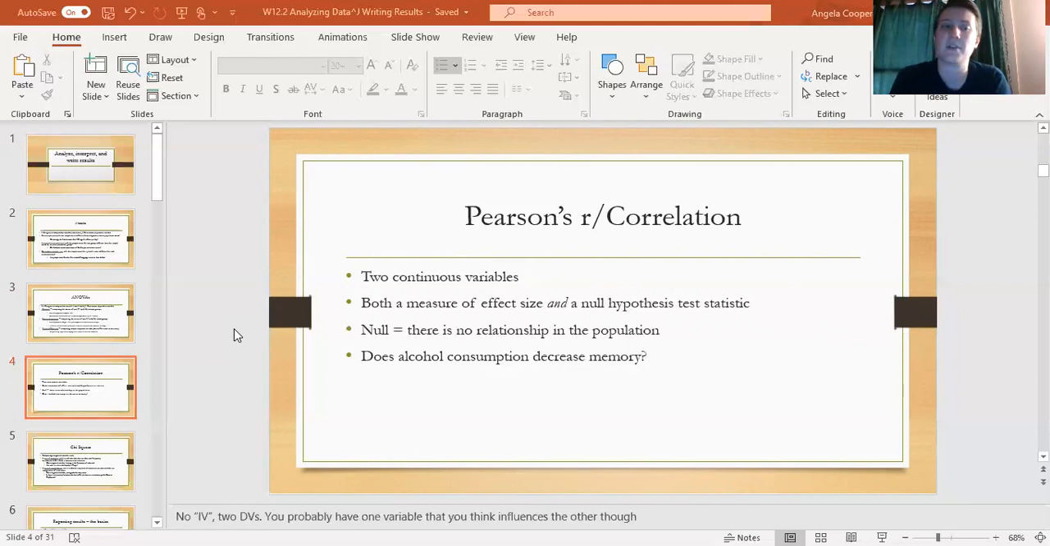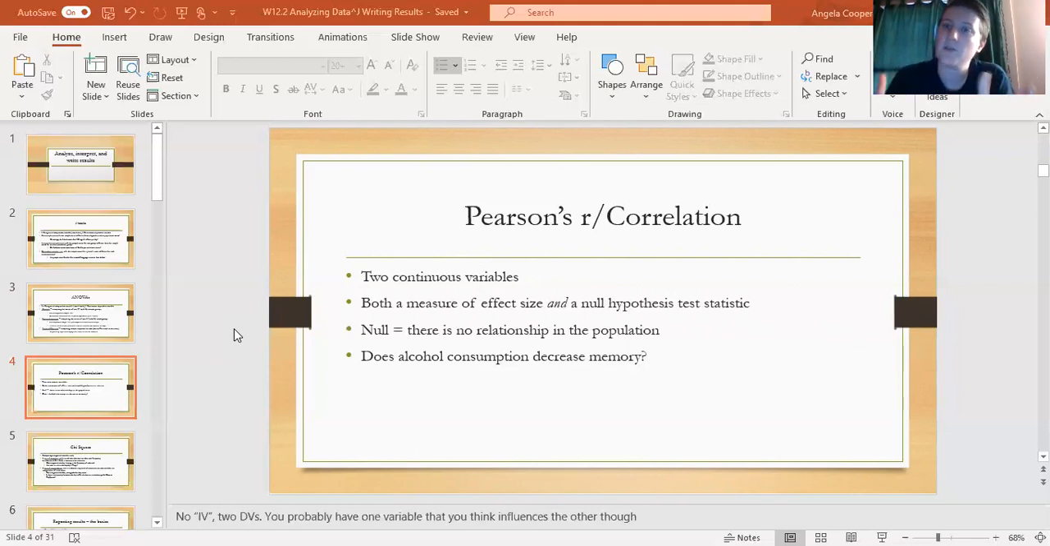So we have the example here of, does alcohol consumption decrease memory? We give 100 people a survey measuring how much alcohol they consume and perhaps give them some sort of memory test, maybe a short-term memory test, a long-term memory test, words, however we want to measure memory. And we can conduct Pearson's R with it.